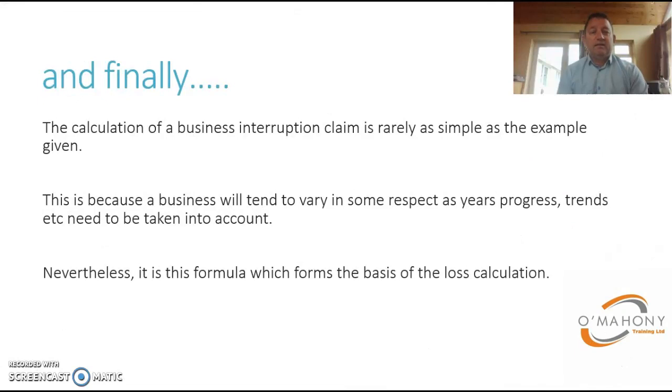Just finally, the calculations that we've used are fairly simple and straightforward, but it does give you the basis of the calculation. In other cases, insurance companies would need to look at the trend. In other words, if a business is increasing their profit by, let's say, 10% each year, turnover needs to be looked at, bearing in mind trends, as indeed does the gross profit and the sums insured. But overall, I really hope that this is of benefit.